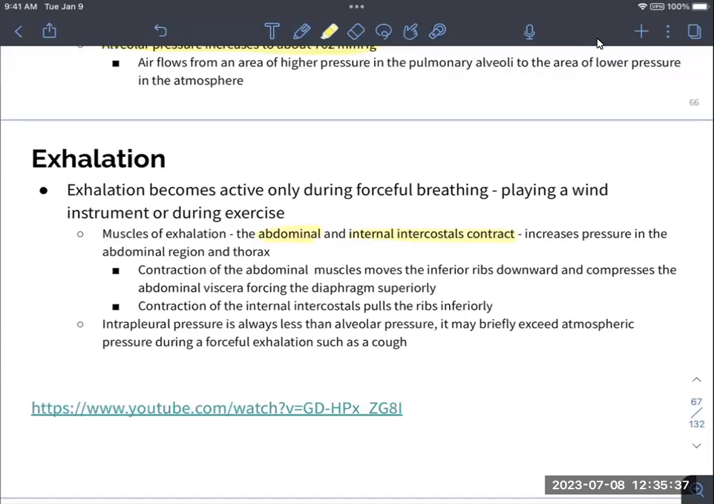That interpleural pressure is always going to be less than alveolar pressure. The only time it can exceed atmospheric pressure is during something forceful like a cough. That's the only time that interpleural pressure may be above atmospheric pressure.